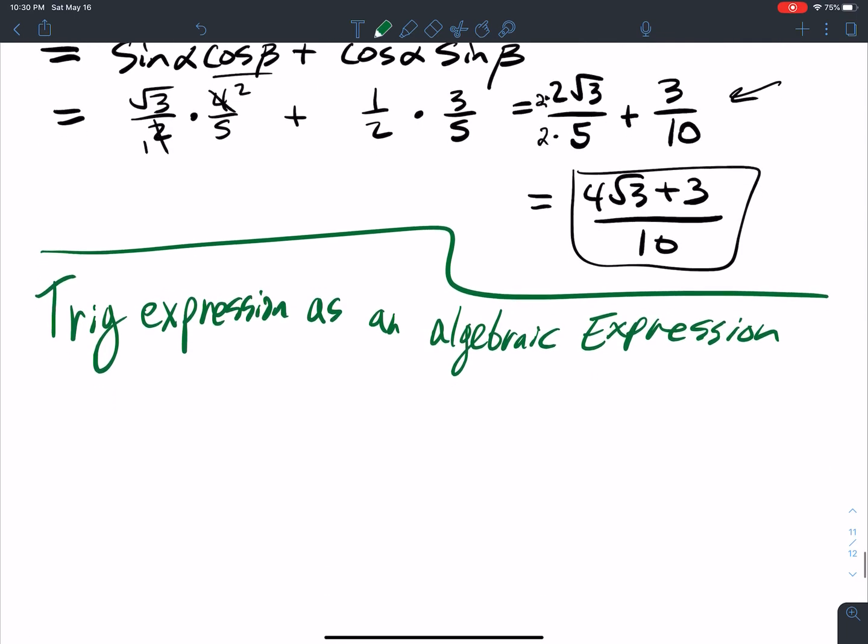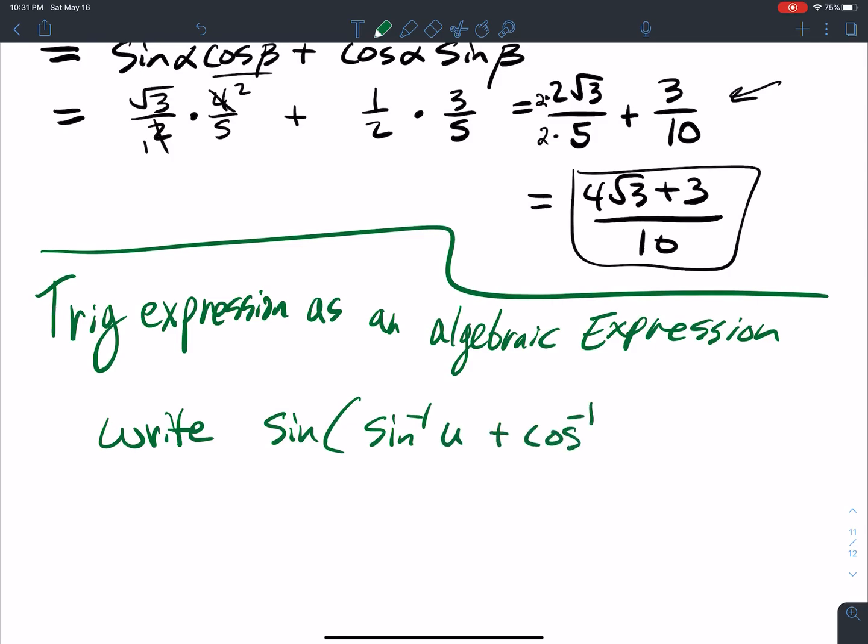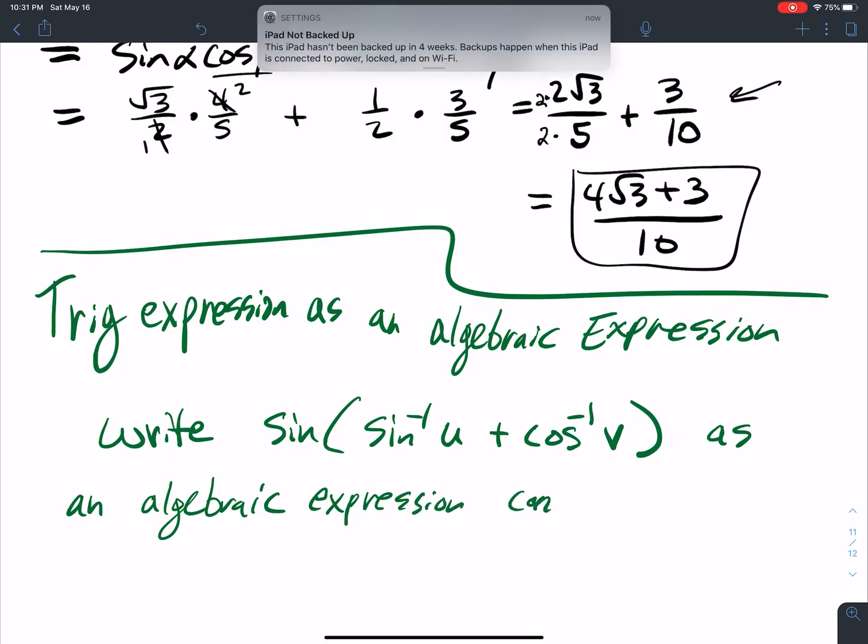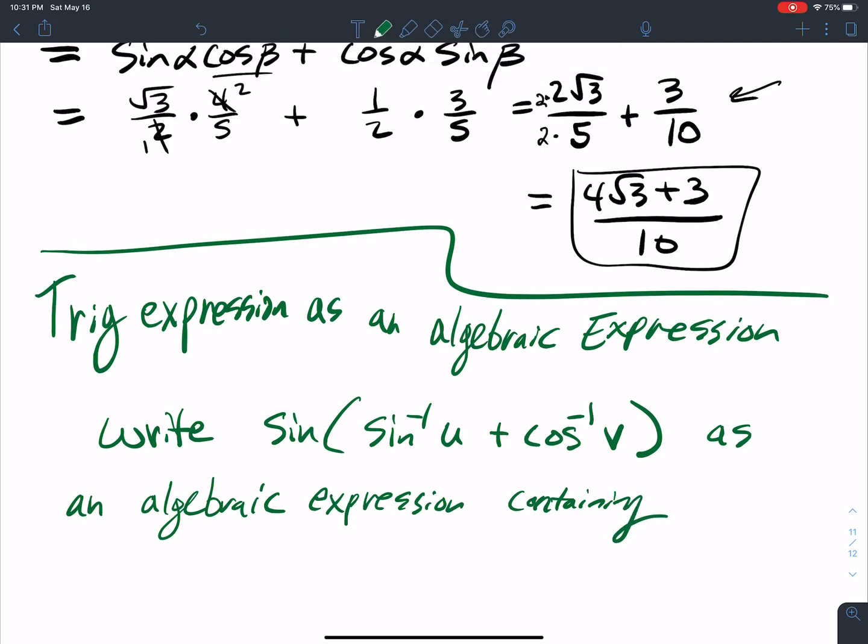And when you get to calculus 2, you're actually going to be taking an algebraic expression and turning it into a trig expression. So you'll be going backwards. So what I want to do is write sine of sine inverse u plus cosine inverse v, as an algebraic expression containing u and v.